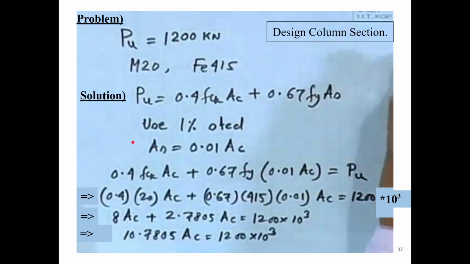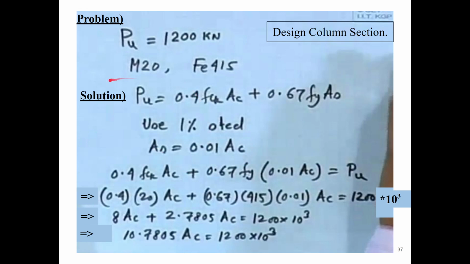Let us assume that we will be using 1% steel, that is 1% of the gross area. So AS will be 0.01 AC. This AC is actually AG, because as I told you, the area of concrete is much higher than AS, so it is almost equal to AC. So this actually is AG.